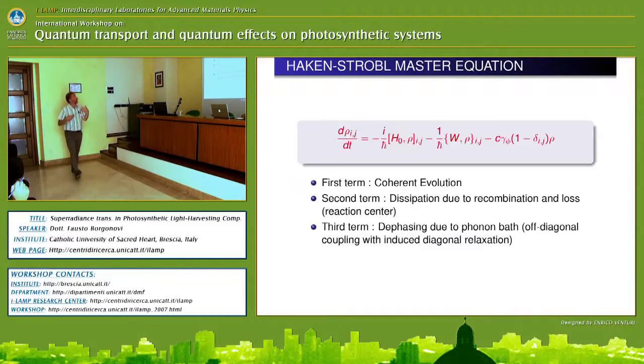This gives rise to the Haken-Strobel master equation, which has, as you remember, many limitations, but nevertheless you can have some kind of description. This is your coherent evolution, this is dissipation to the sink and to the channel in each site, and these are the terms given by this dephasing interaction with the phonon bath. This is the first kind. As you can see, what is affected is just the diagonal relaxation in the matrix element.